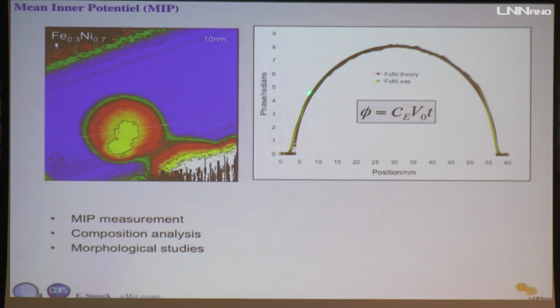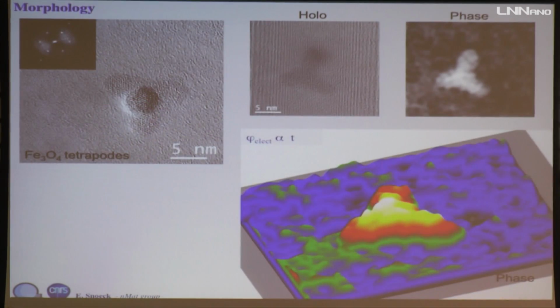Okay, so with this sphere profile, you can fit the mean inner potential, then use it for composition analysis, or even make some morphological studies. We know that this is a sphere. This is confirmed. So you have a projection of the whole structure, and then you can fit it to determine the morphology of your material. This is a very basic example.